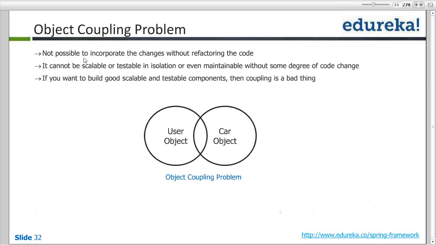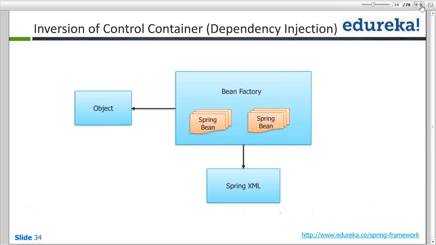So, the object coupling problem. Here, it is not possible to incorporate the changes without refactoring the code. The requirement is: without refactoring the code, can you change the object? Otherwise it cannot be scalable, testable in isolation, or even maintainable without some degree of code change. We'll see this in detail. At least we'll spend a good 20 minutes on dependency injection so that you can say you understood what exactly dependency injection is in Spring Framework.